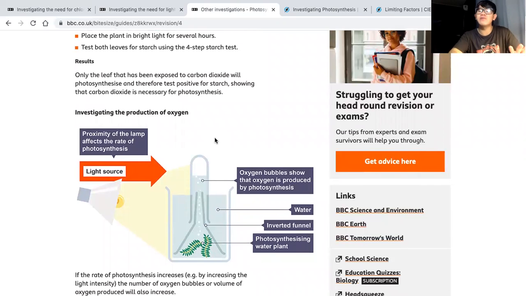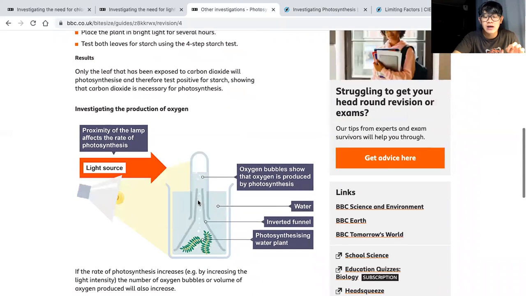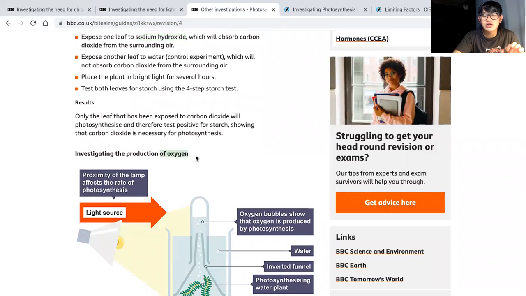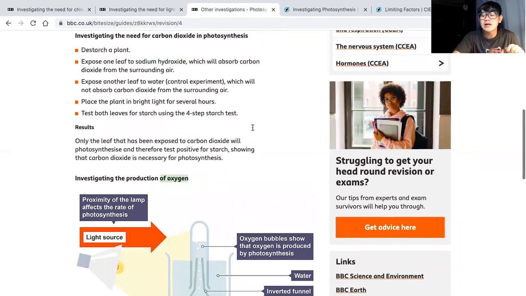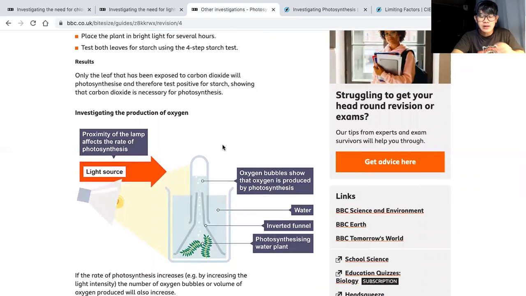There is another way that they actually investigate photosynthesis. They use this setup. Instead of testing with starch, they look at the production of oxygen. Pasal kalau photosynthesis, they also make oxygen kan? So that's why we can look at the production of oxygen. And how do they do it? They actually take aquatic plants, photosynthesizing water plants yang tinggal dalam air.